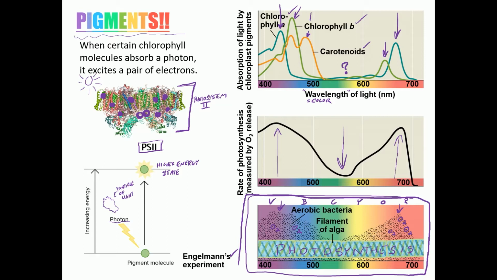And there's all these pigments inside of photosystem 2, and they're capturing all these different wavelengths of light, and they're transferring all of that energy. It's going to their electrons. They're able to transfer that energy from one pigment to another pigment through what's called resonance.